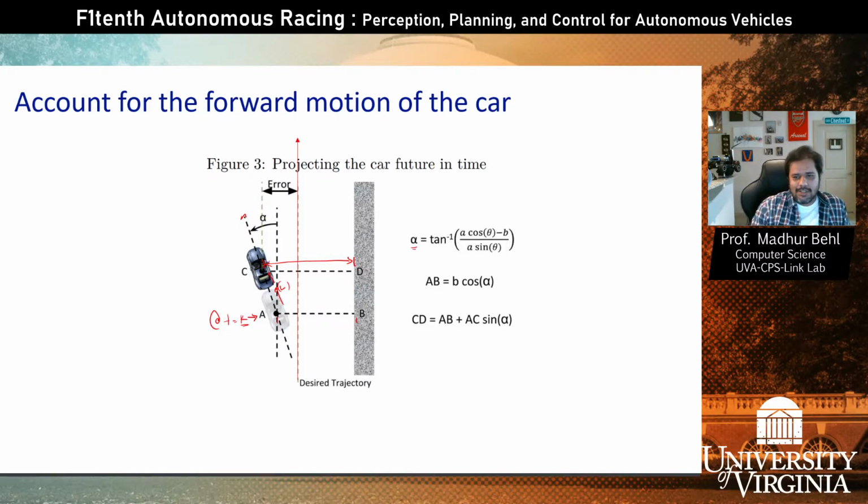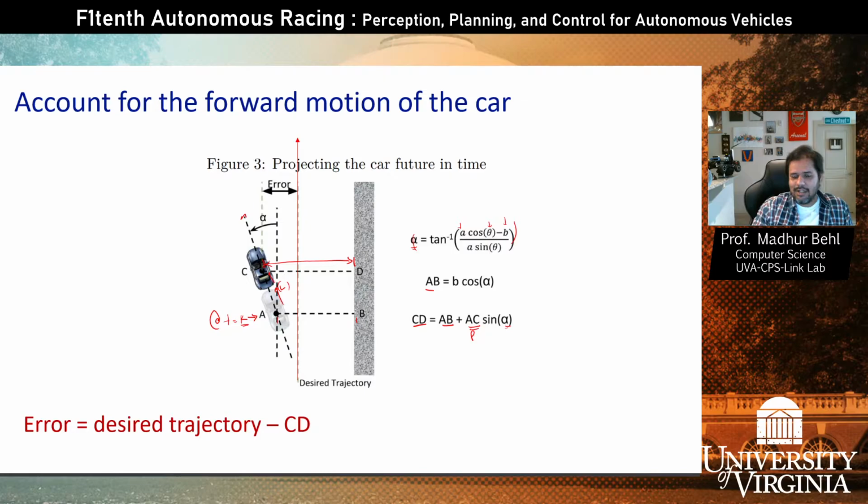So what follows is that the same math holds where AB is given by the cosine component of this 0-degree ray, and CD is given by AB, which is the previous calculation, plus AC. AC is the distance of projection times the sine component of alpha. Okay, and we know alpha from our choices of the rays that we picked. And it is appropriate to use the error that we are trying to minimize to track this fixed distance from the wall as the desired trajectory minus CD, okay, not AB.